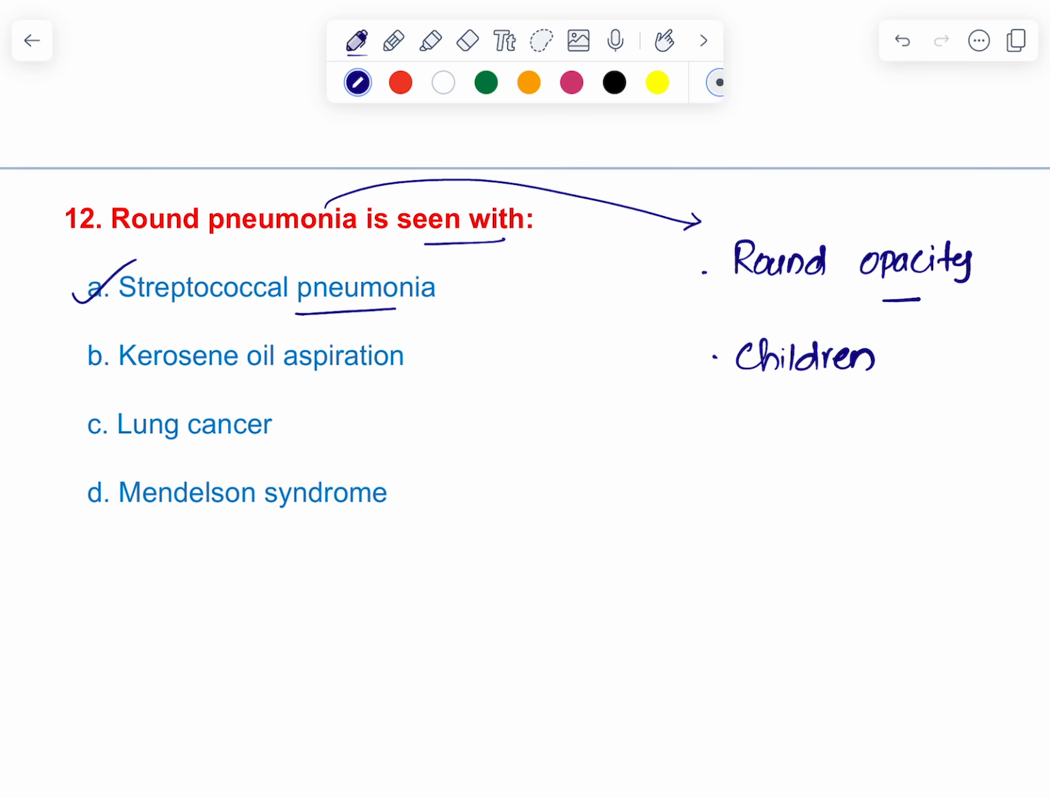Whereas Streptococcus pneumoniae in adults, what will it cause? It will cause lobar pneumonia, or lobar consolidation. Now let me explain why round pneumonia is observed only in children. Let me tell you why in adults it is lobar, and why in children it is round.